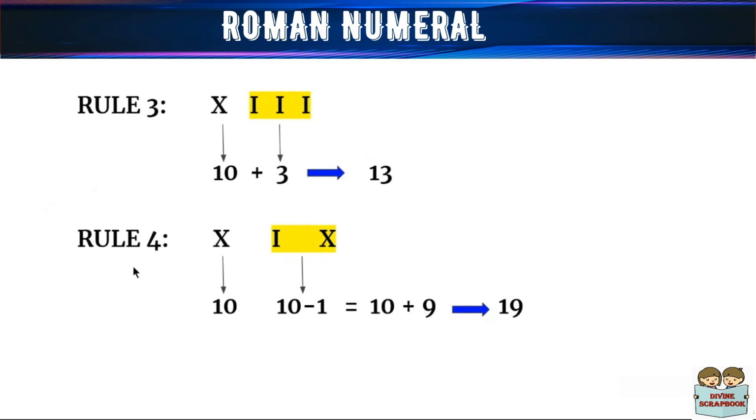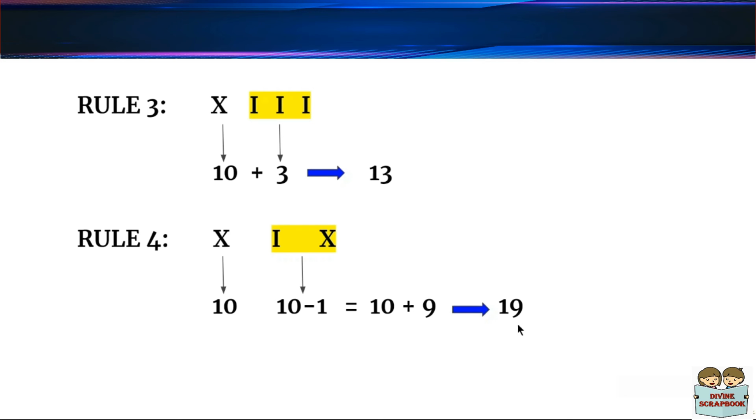There is one more important rule. If we place a smaller digit in front of a bigger digit. Suppose I write 19, so what will we do? How will we understand what is the number? Children, always remember, when we are writing a smaller digit in front of a bigger digit it is always subtracted from the digit following it. So the value of X is 10. IX is 10 minus 1 equals 9. This implies 10 plus 9 equals 19.